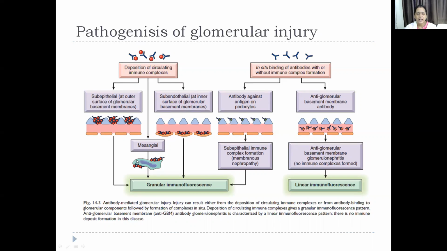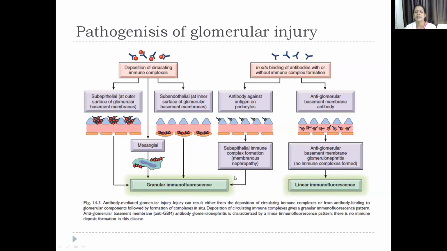Unlike these antigen antibody circulating complexes, if the antibody identifies the podocyte itself, the visceral epithelial cell, as an antigen, then this antibody reacts to the epithelial podocyte. If it is identifying the glomerular basement membrane, I told you the non-collagenous domain 1, as the antigen itself, then it is forming an antigen antibody reaction here. This will lead to linear immunofluorescence when we see under the microscope. Here we will see it as granular immunofluorescence.